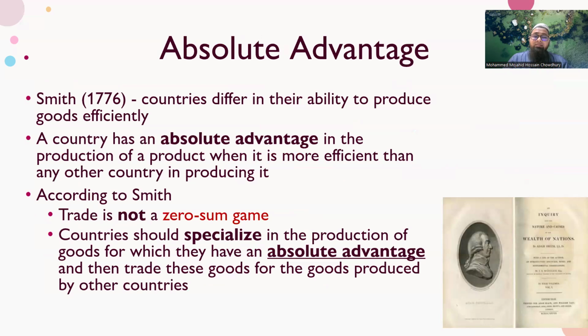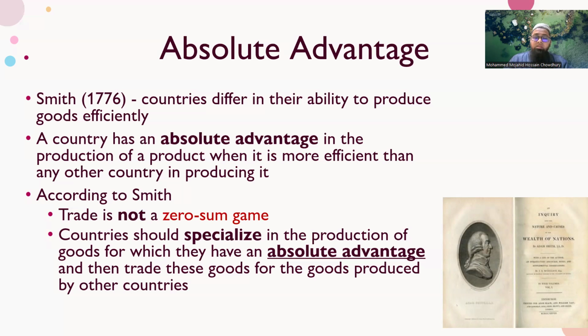But in 1776, the greatest economist, a Scottish economist, Adam Smith, comes up with the concept of absolute advantage. He told that countries differ in their ability to produce goods efficiently. So a country has an absolute advantage in the production of a product when it is more efficient than any other country in producing it.